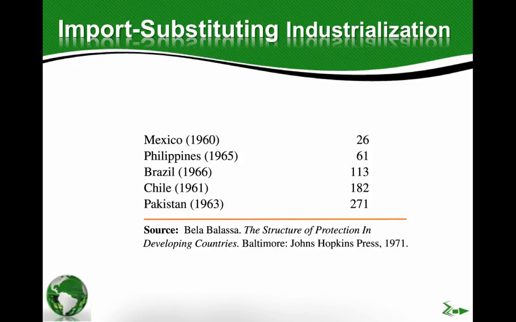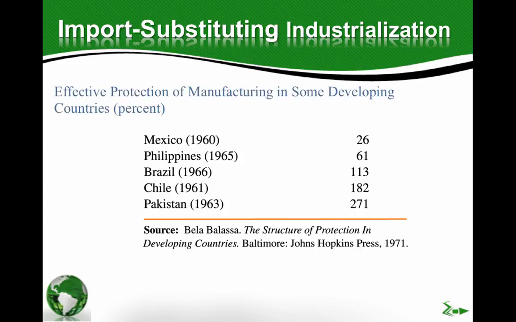Right? This is a table which shows the effective rate of protection for various countries at various points in time, and what you see for Pakistan is 271% of tariffs being imposed on imports, whereas for Mexico you see only 26%. So really different countries are adopting different kinds of trade policies, some very protective measures, some not so protective, and India hovers around 300% as well.